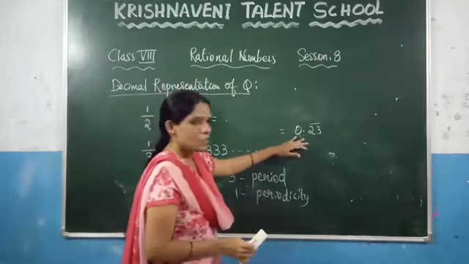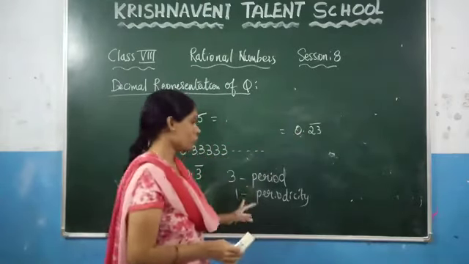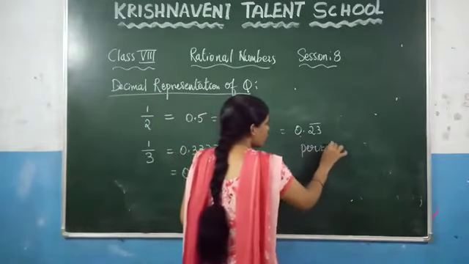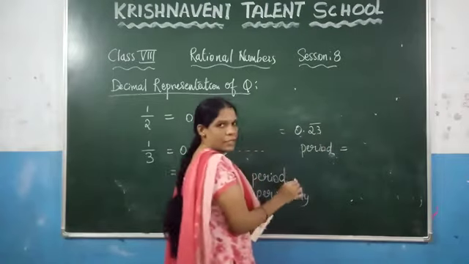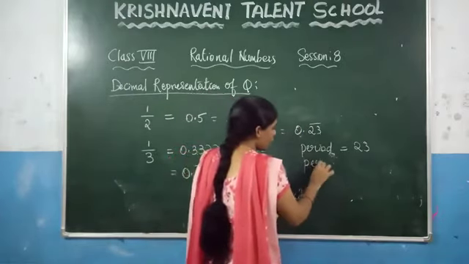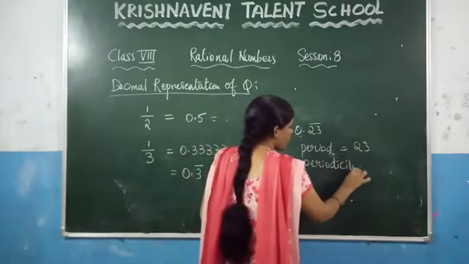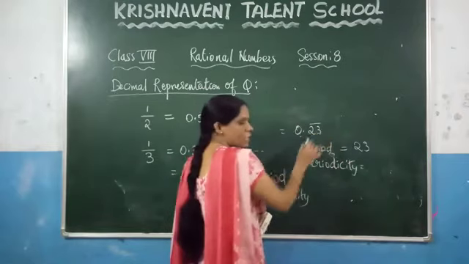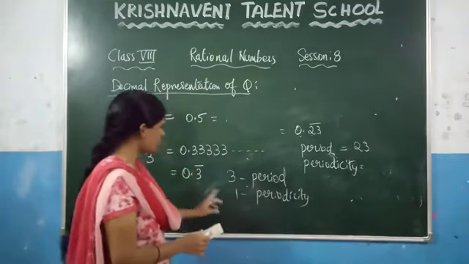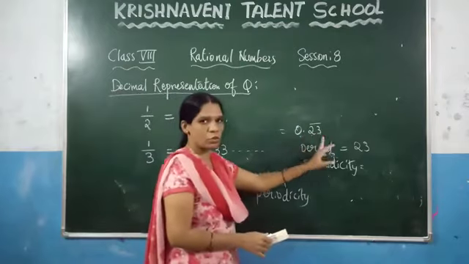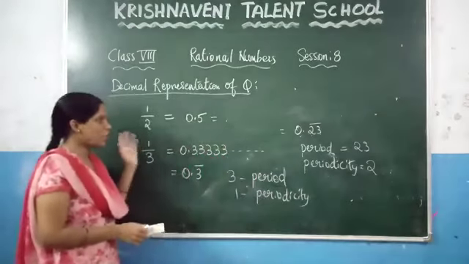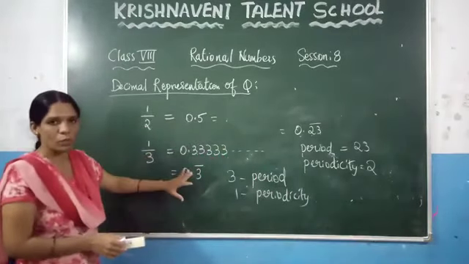Now for this non-terminating decimal, you need to write the period and periodicity. What is meant by period? Which number is repeating here? 2, 3 is repeating. This 23 is called the period. And after that, how many numbers are repeating? That we call the periodicity. Here 2 numbers are repeating. In the previous example only one number was repeating, which is 3, so the periodicity of that number is 1. Here 2 numbers are repeating, so the periodicity is 2. Like this you need to convert the number in the form of decimals.